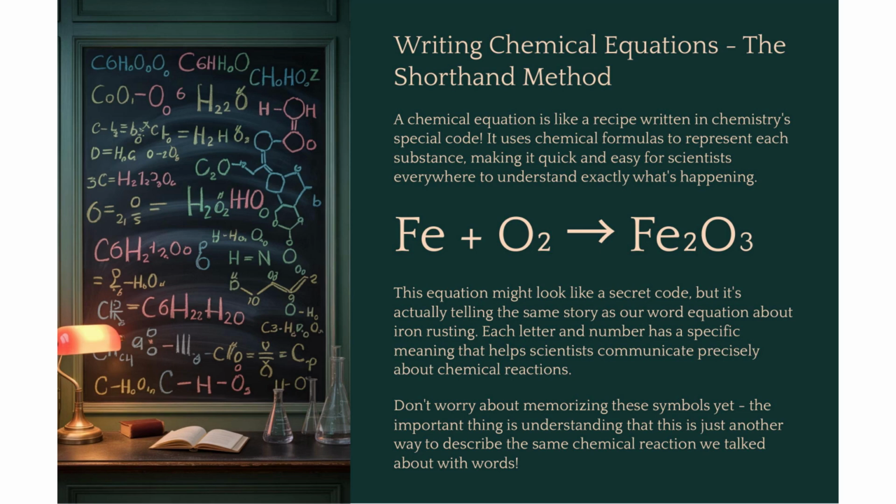A chemical equation uses the symbols from the periodic table to represent the elements. For the rusting of iron, the equation is Fe plus O2 equals Fe2O3. This shows the elements and molecules involved. It's a way for scientists all over the world to understand the same reaction without any confusion.